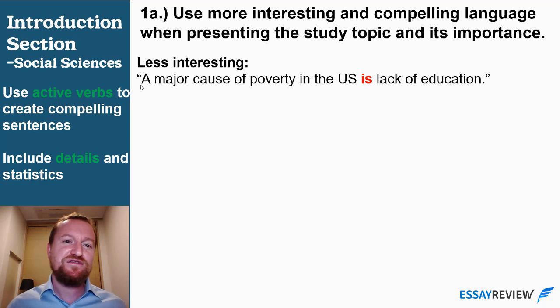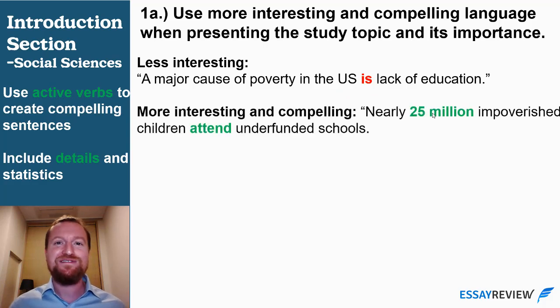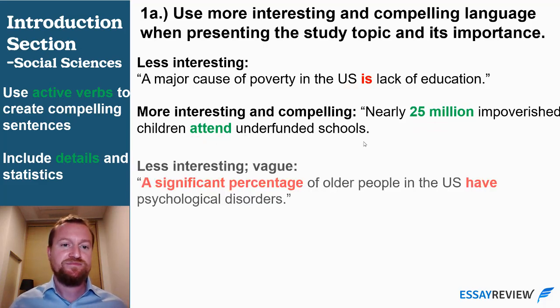So instead of this sentence, "A major cause of poverty in the US is lack of education." Nothing wrong with that, but a little bit uninteresting. So instead, "Nearly 25 million impoverished children attend underfunded schools." This is much more concrete. So right away you're getting to the details. What's the population affected? And then you're using a stronger verb, attend versus is.